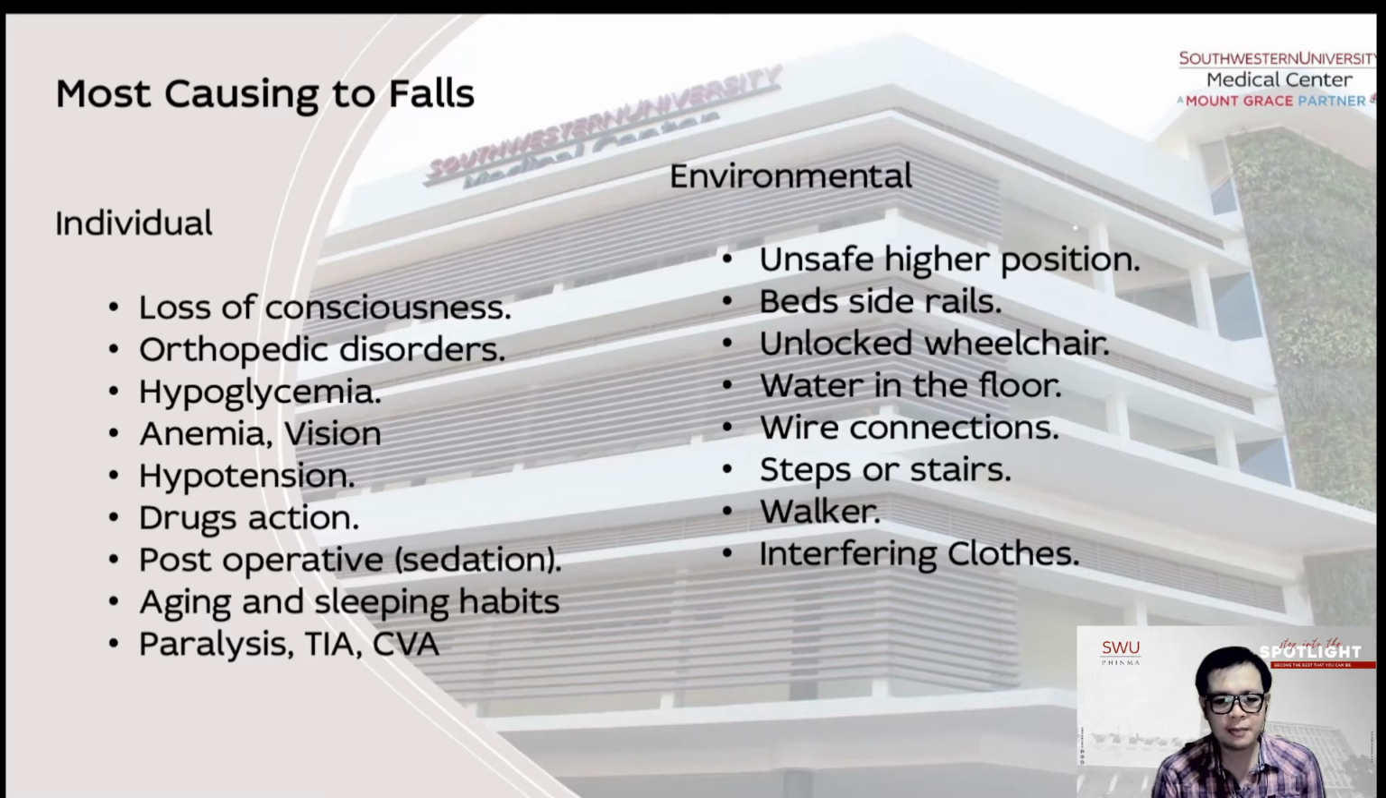Environmental factors would include, first, unsafe higher positions. This can be included as to how we level our beds in the rooms, those bed rails that aren't raised or that aren't secured, unlocked wheelchair when we try to transport our patient, or even the stretcher, water on the floor, wire connections, steps or stairs, walker, and interfering clothes to our patient, or even to some of us in the institution.